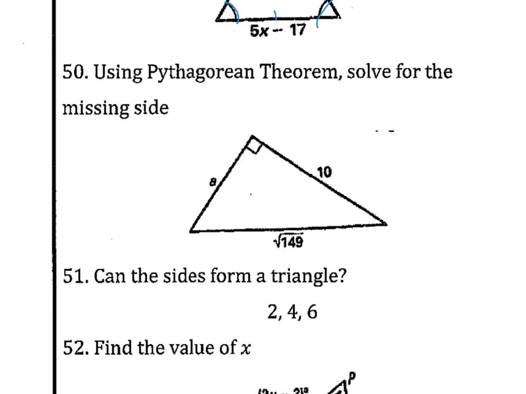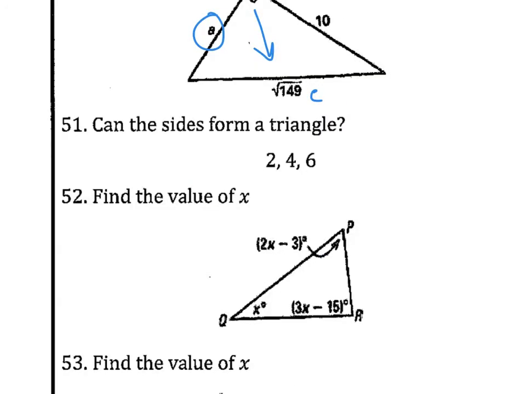In number 50, we're back to using a little Pythagorean theorem. Remember, a squared plus b squared equals c squared. Remember, look directly across from that right angle. There's your c. You are looking for a in this one. So work carefully. Take your time.